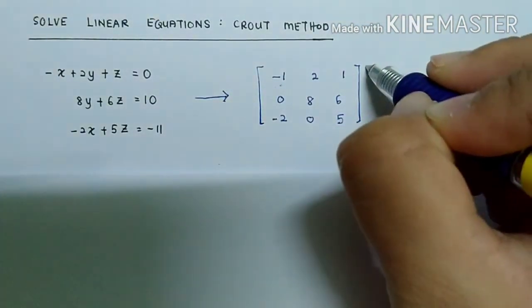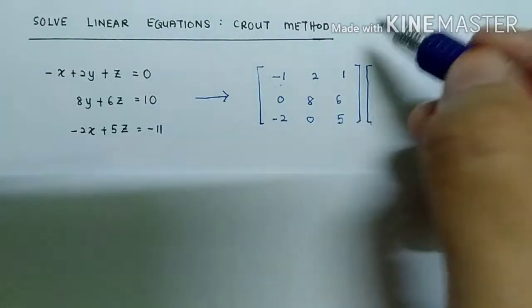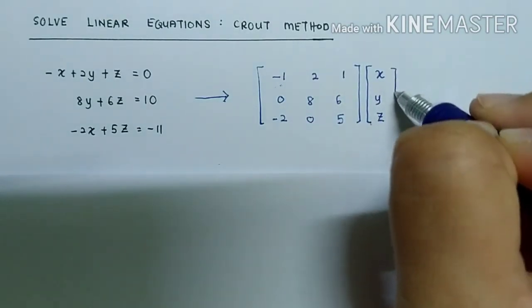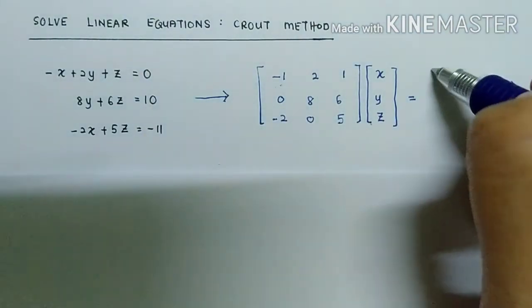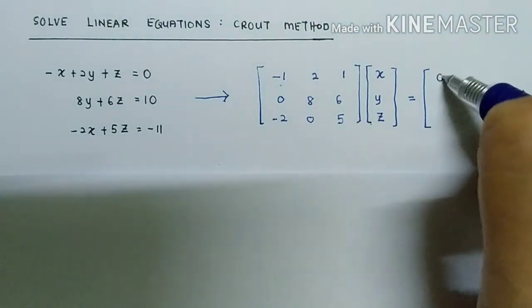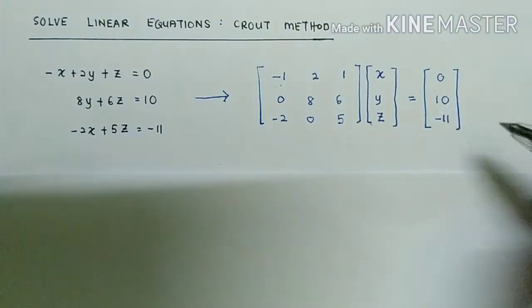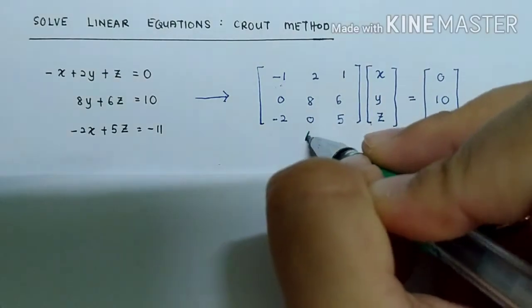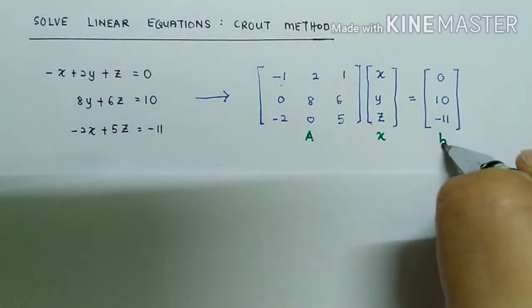And then multiply with matrix X, our unknowns. So we have X, Y, and Z, and then equals to the solution. So we have 0, 10, -11. So this is our first step. This is matrix A times matrix X equals to matrix B.